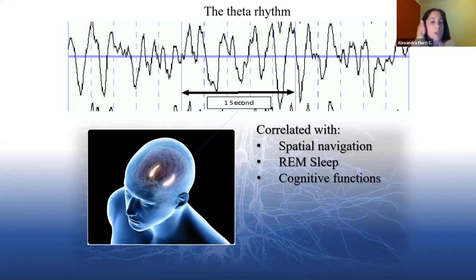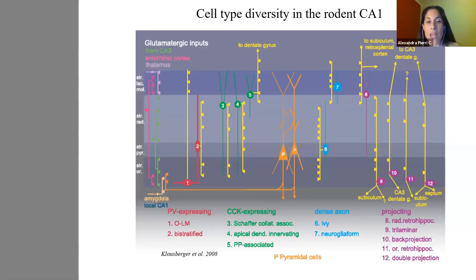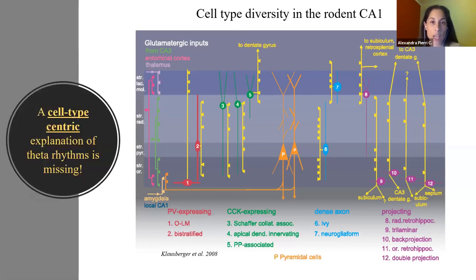So theta rhythms are very prominent oscillatory activities in many brain structures, but they are particularly strong in the hippocampus. This is an area that is associated with spatial navigation, rapid eye movement sleep, and many cognitive functions. As a result, theta rhythms have been considered to constitute a very promising biomarker for learning and memory, with applications in pathologies such as Alzheimer's and epilepsy. The CA1 hippocampus, particularly, has a large variety of inhibitory cells. However, a cell type-centric explanation of these rhythms is still missing.